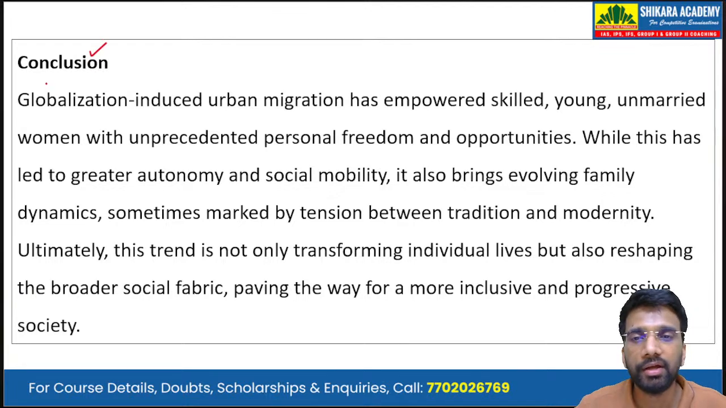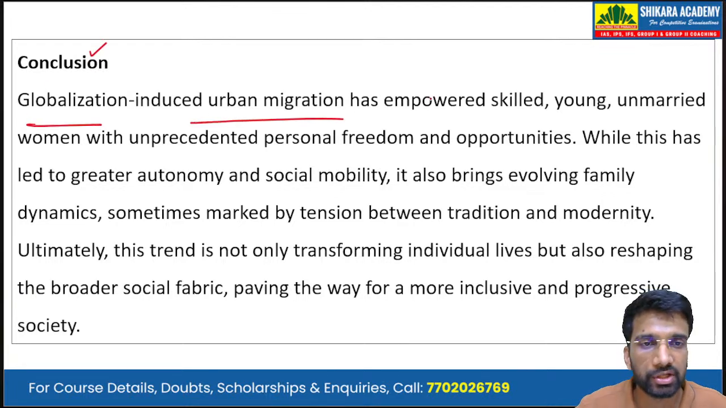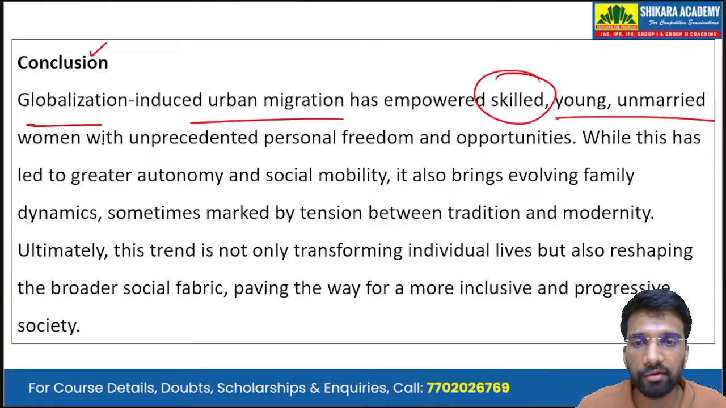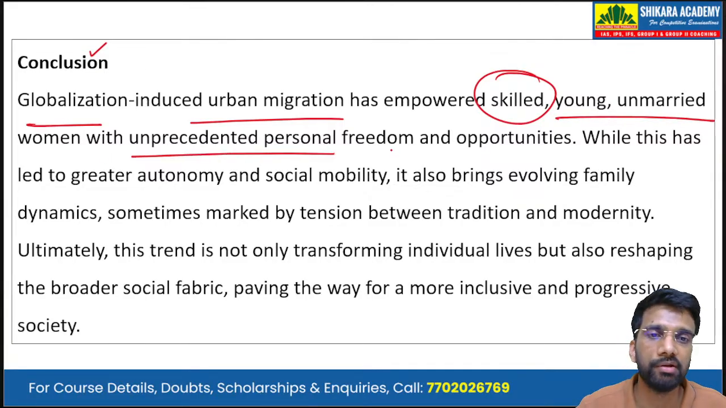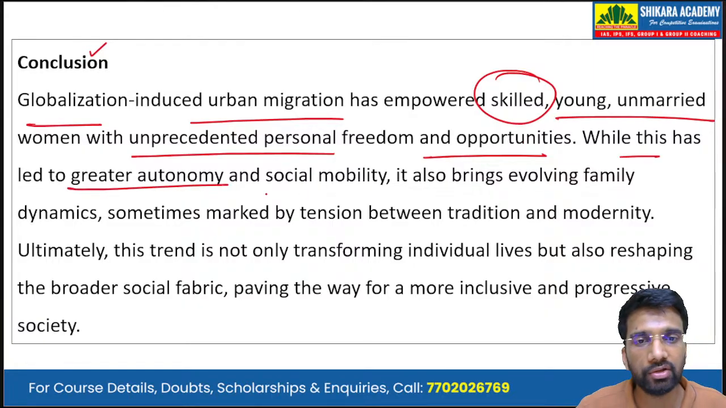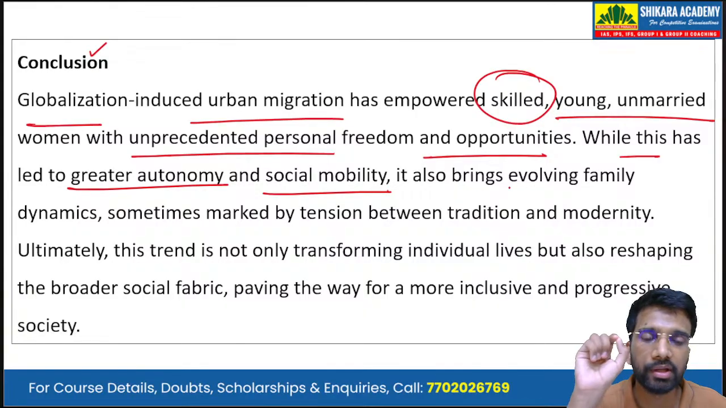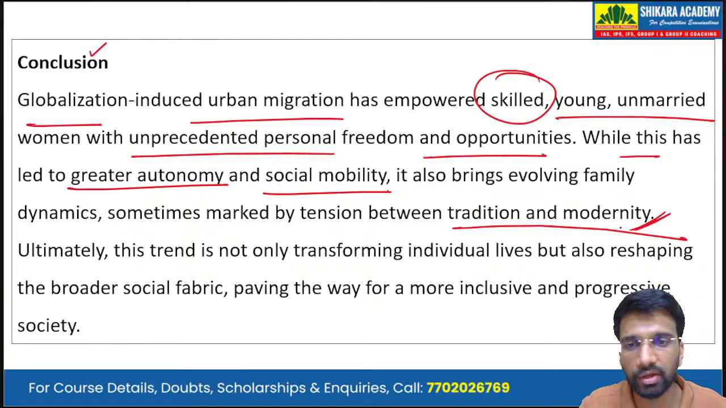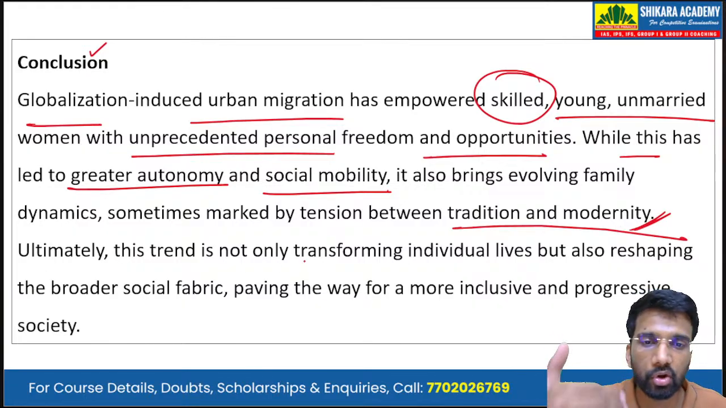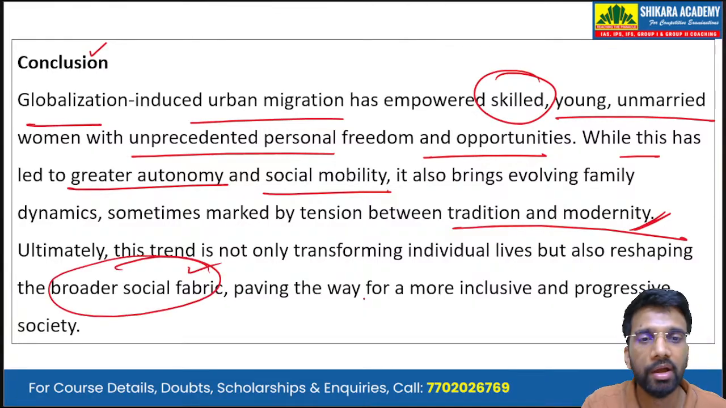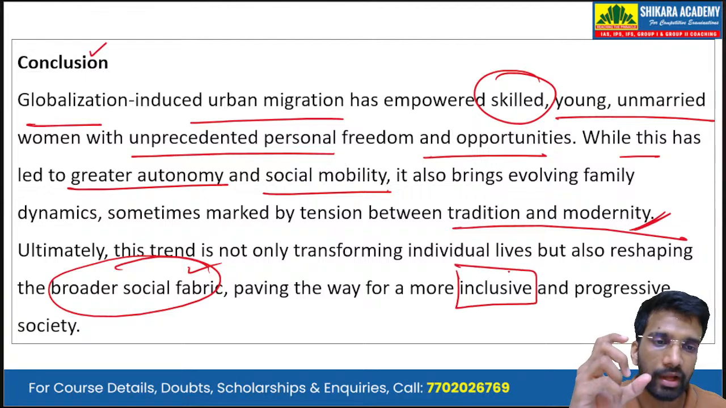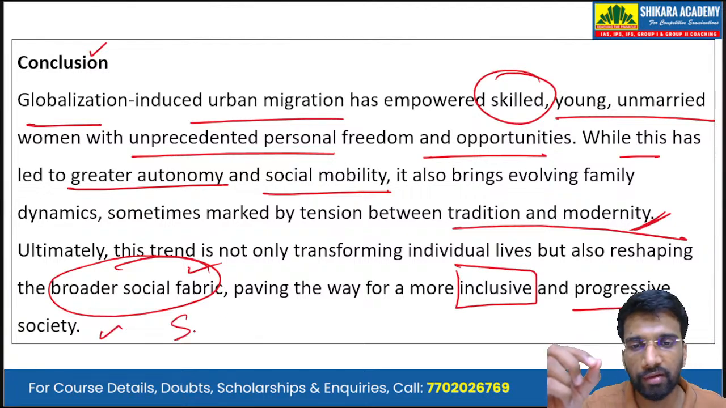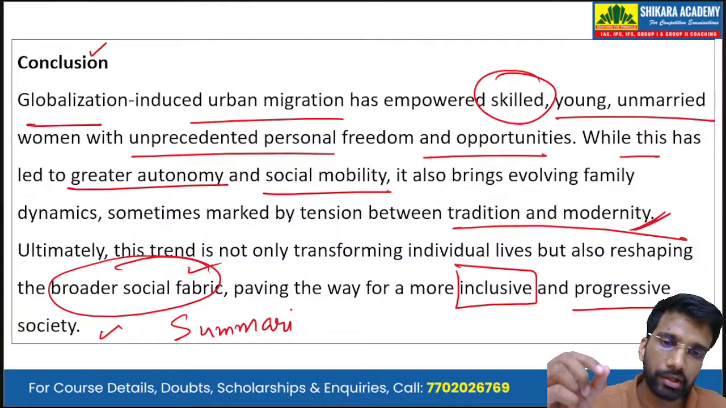Then in conclusion, we write: globalization induced urban migration has empowered skilled young unmarried women with unprecedented personal freedom and opportunities. While this has led to greater autonomy and social mobility, it also brings evolving family dynamics, sometimes marked by tensions between tradition and modernity. Ultimately, this trend is not only transforming individual lives but also reshaping the broader social fabric, paving the way for a more inclusive as well as progressive society. So, we have summarized the answer.